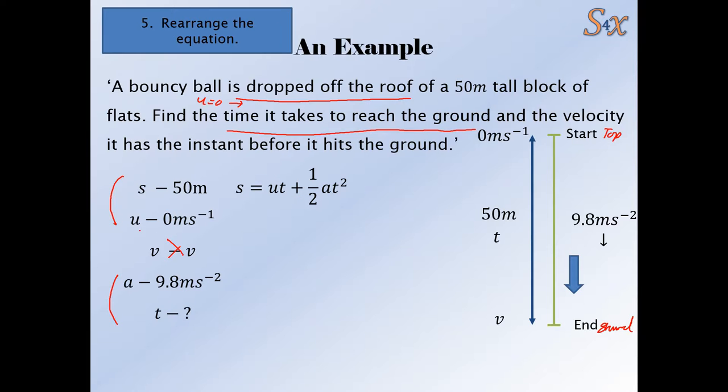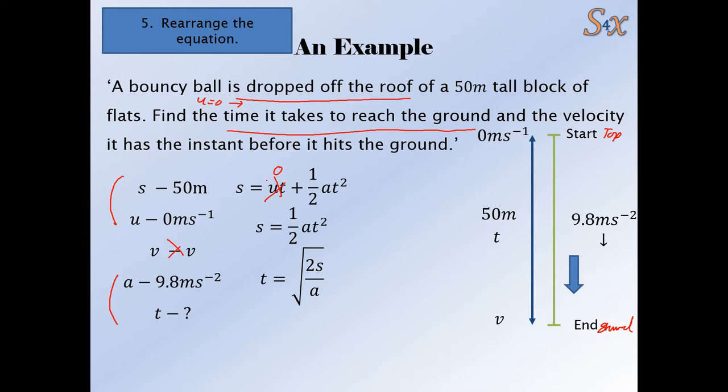But u is 0. Now, because u is 0, this entire term is going to disappear and become 0, because 0 times t is going to be 0. So that means we can simplify it to s is half of a t squared, and now we can very easily rearrange that to make t the subject.